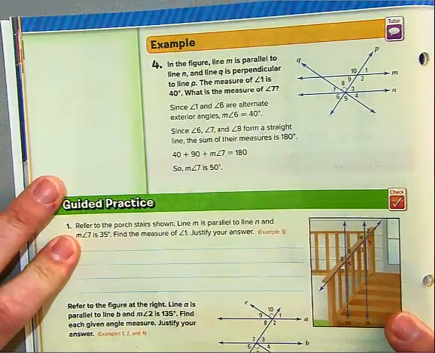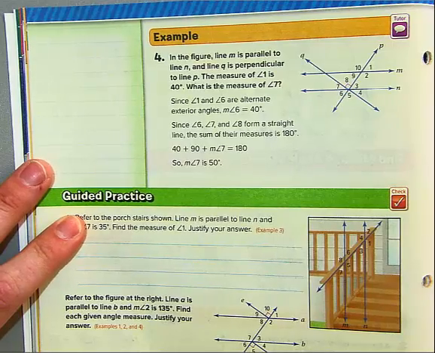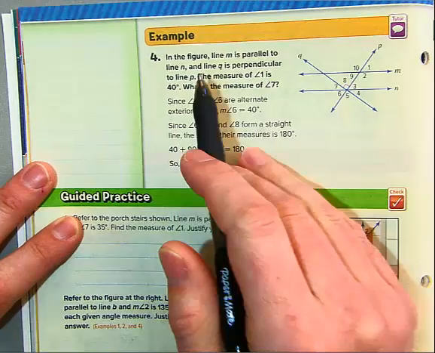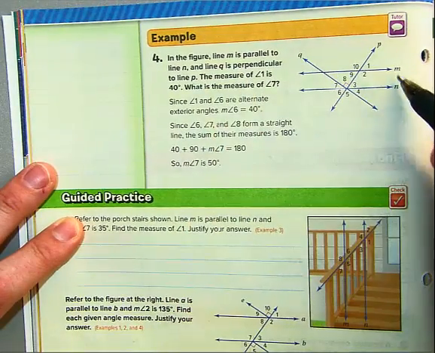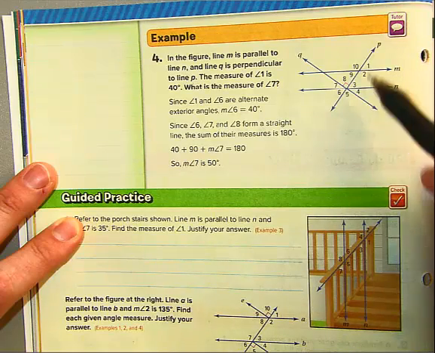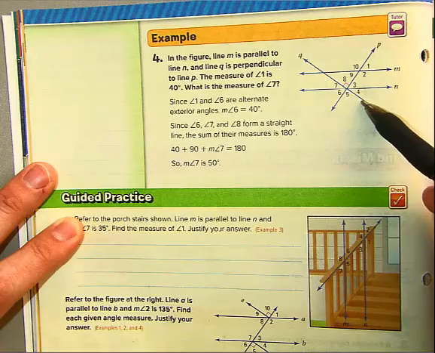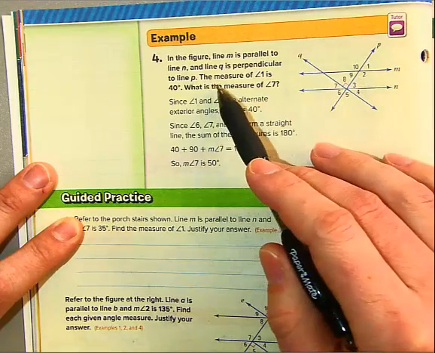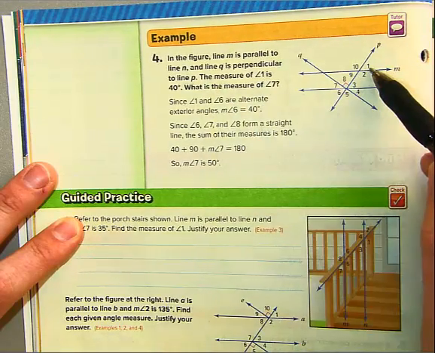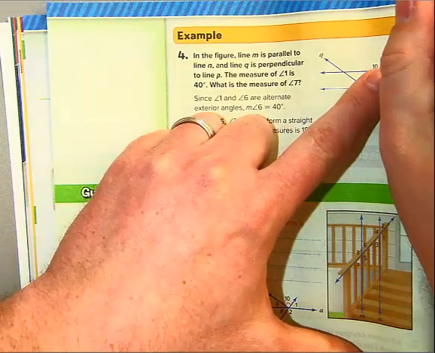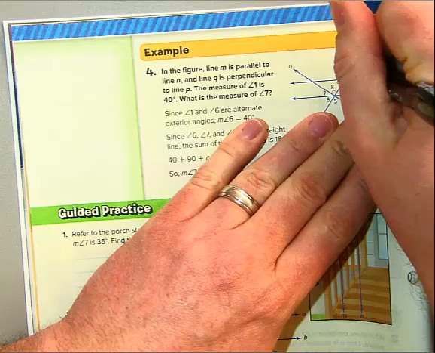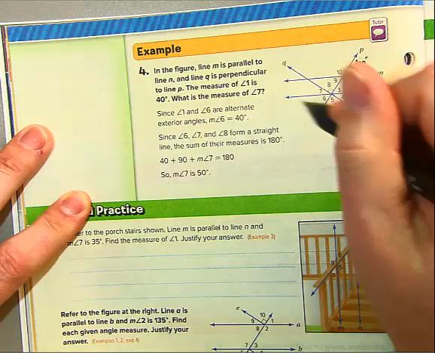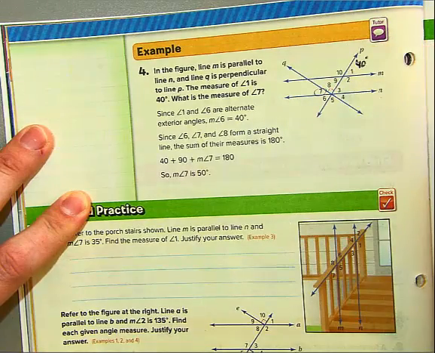Okay, last example. Wow, look at this one. This can be scary and intimidating, but as long as you kind of follow the steps, you will be fine. It says in the figure, line M is parallel to line N, and line Q, which is this one here, is perpendicular, meaning 90-degree angles, to line P, this one here. The measure of angle 1 right here is 40 degrees, so I'm going to write that in. Okay, that's 40 degrees. What is the measure of angle 7? So we're looking for this one right there.